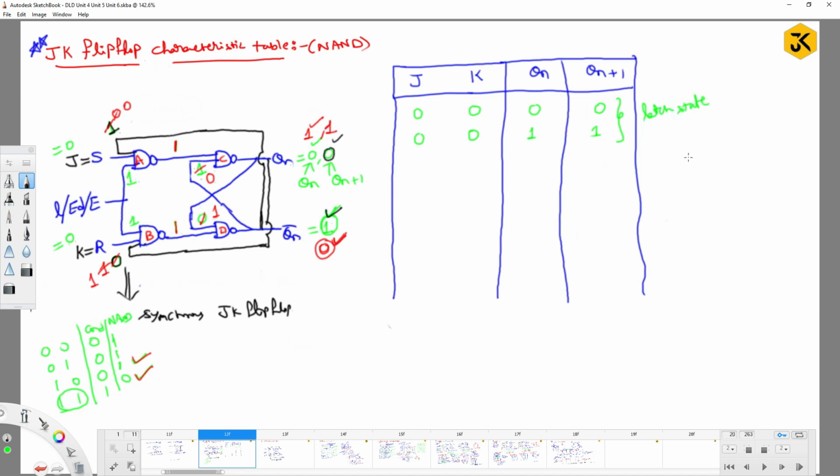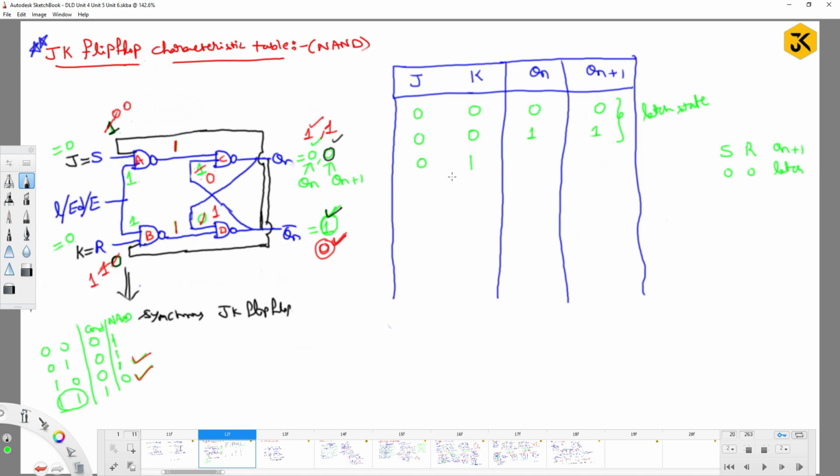If you are able to observe, in the SR flip-flop also, when S and R values are 0, 0, whatever the values that are there in the q1, the same values are going to be produced in the q1 plus 1, meaning that it is also a kind of latch state. Means when SR are 0, 0, q1 plus 1 is the latch state. The same thing is working here also, right? Let's see what are the other possible values.